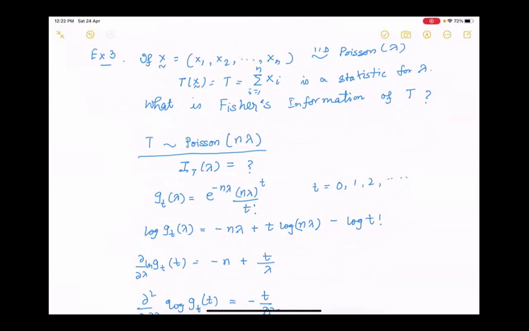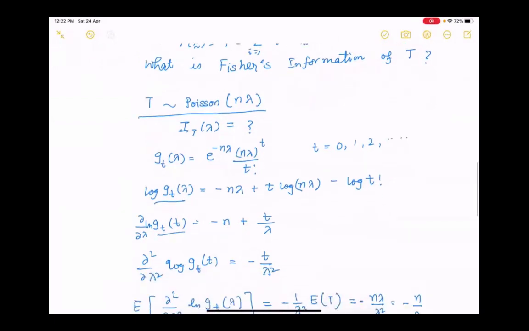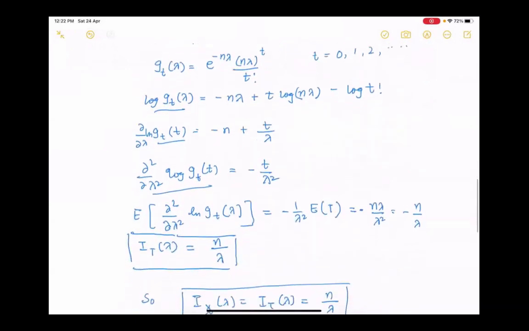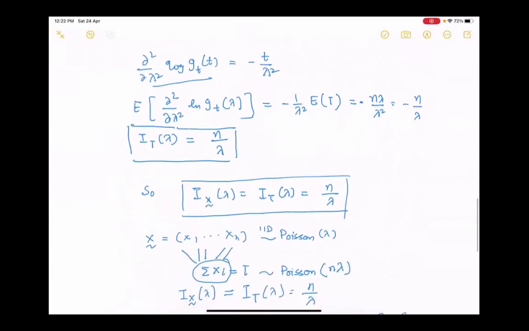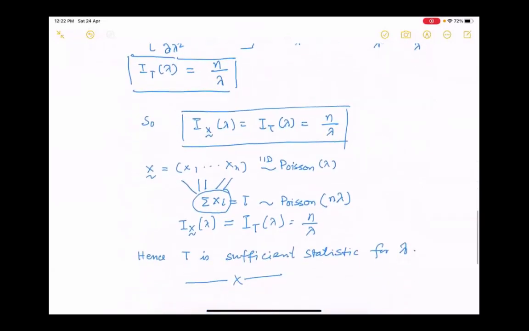So we took the PMF of the Poisson(nλ), which is e to the power minus nλ, (nλ) to the power t, by t factorial. We took the log of that, then differentiated with respect to λ. Then we differentiated again, the second differentiation. We take the expectation and we found I_T(λ) is n by λ. And we realized that I_X tilde(λ) is equal to I_T(λ), which is n by λ.